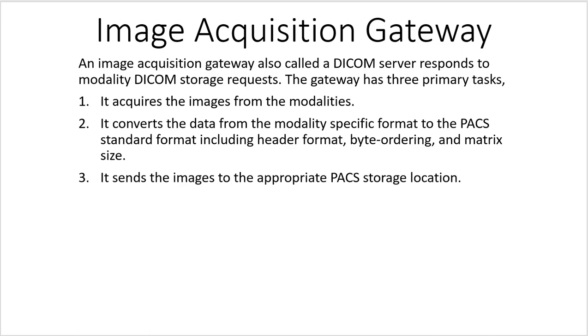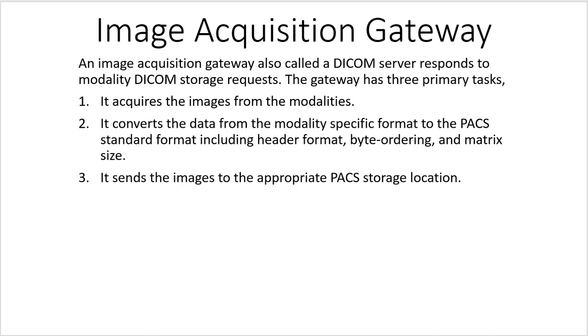The image acquisition gateway. An image acquisition gateway is also called a DICOM server, responding to modality DICOM storage requests. The gateway has three primary tasks. 1. It acquires the images from the modalities. 2. It converts the data from the modality-specific format to the PACS standard format, including header format, byte ordering, and matrix size. 3. It sends the images to the appropriate PACS storage location.